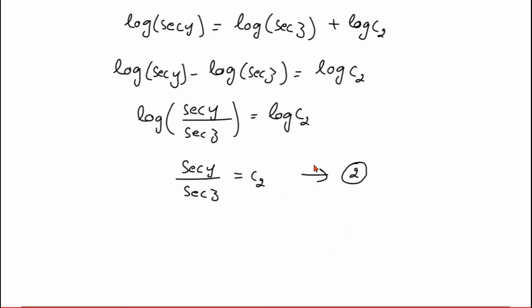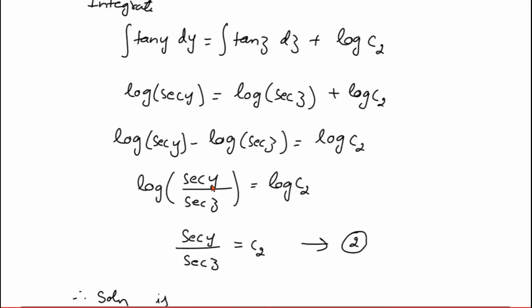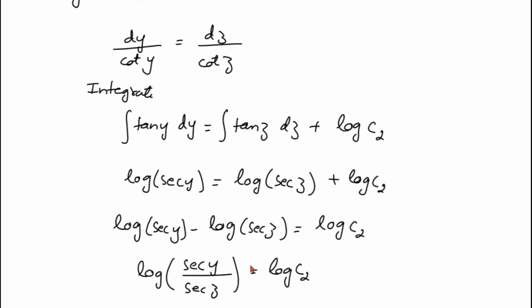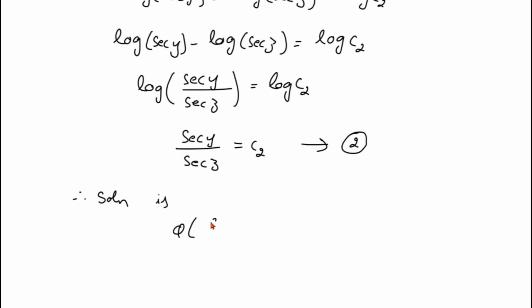Now if you write down the final solution, you have to write it in the form of phi of u comma v. Phi of u is the first solution you got. The first solution is secant x by secant y, comma the second solution, secant y by secant z, is equal to 0. So this is the required solution.